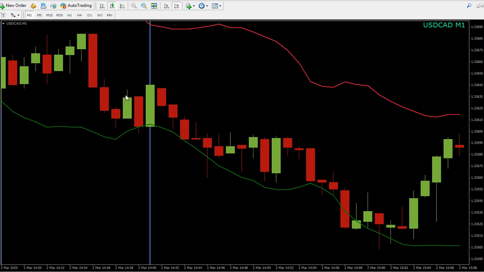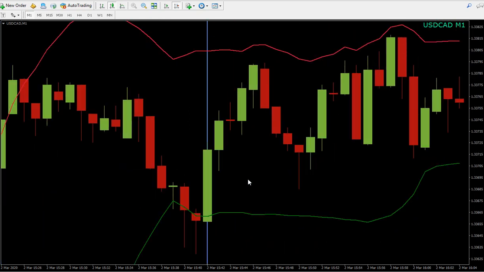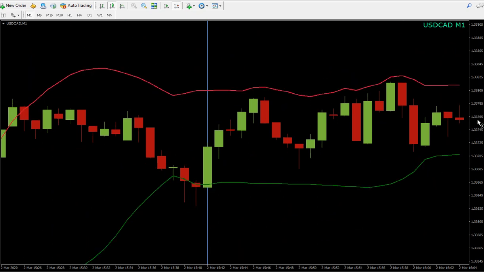I think lower wick, upper wick, lower wick. This would be a loss. This is a nice winner. Look at this. Rejection, rejection, rejection. Engulfing, up.